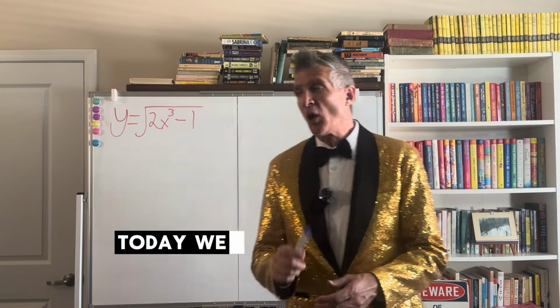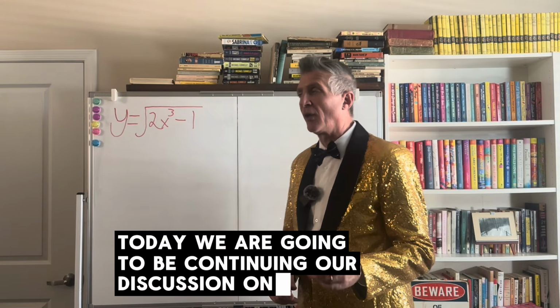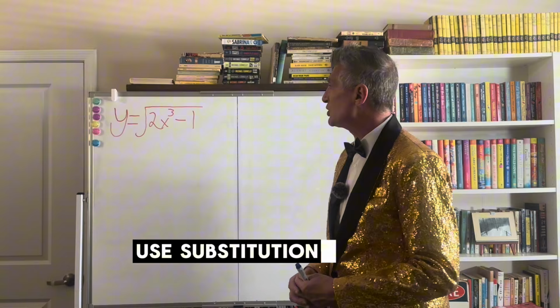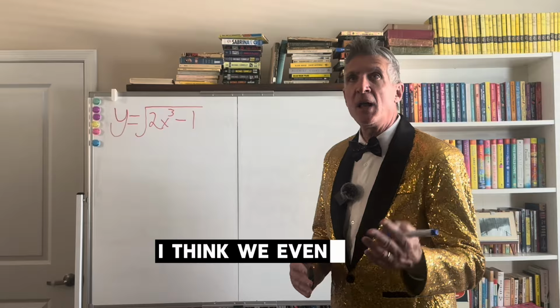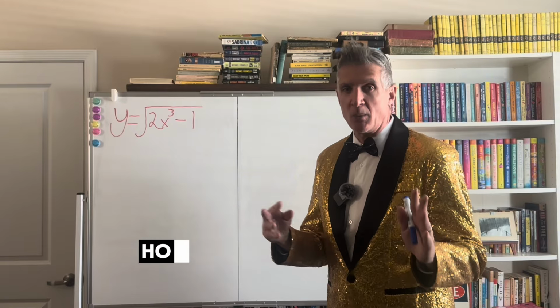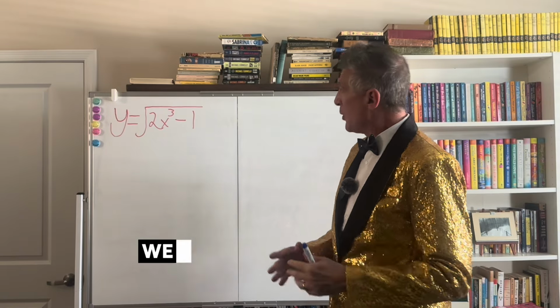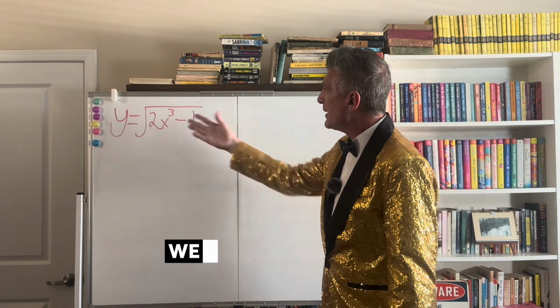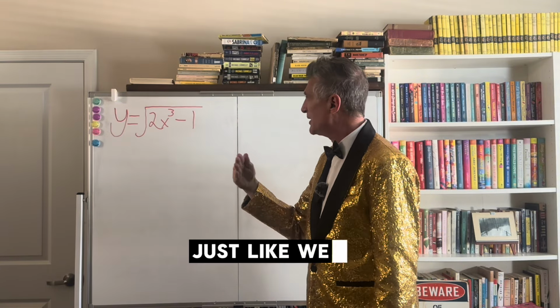Well, today we are going to be continuing our discussion on the chain rule. Last week we talked about the chain rule and how we could use substitution to work some problems out. I think we even figured out the dy dx, how that formula came to existence. Well, today we're going to be, like I said, continuing with the chain rule. And why? Well, we still have a composite function, just like we did last week.